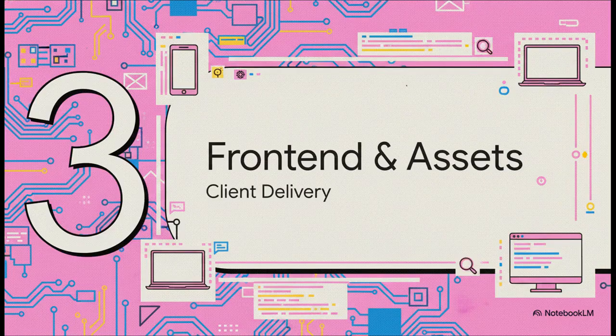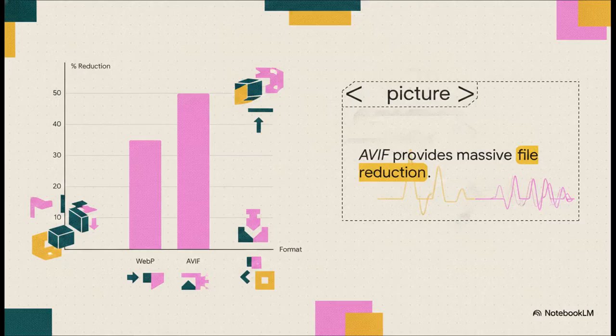Section 3. Optimizing front-end and assets. Let's talk about mastering client delivery. This is the layer where we tackle the visual and interactive elements your user actually downloads and executes. Think about it. Images often make up 50 to 70% of a page's total weight.